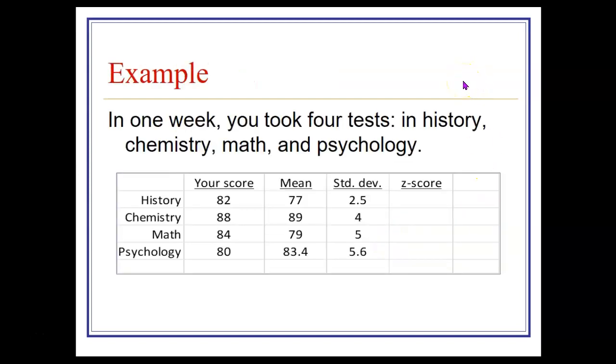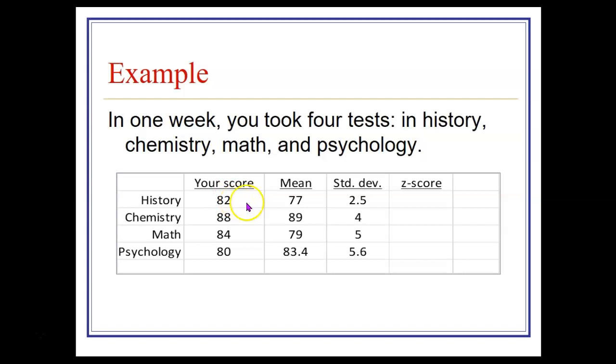So for example, let's say in 1 week, you took 4 tests in 4 different classes that you're taking. You had a test in history, you had a test in chemistry, in math, and in psychology. And here are the scores you got on those 4 tests. 82, 88, 84, 80. So all your scores were in the 80s. They're all pretty good, but you want to know, well, which score was best relative to the other people in that class that took that same test. A score of 82, is that good? Is that bad? Is that above average?